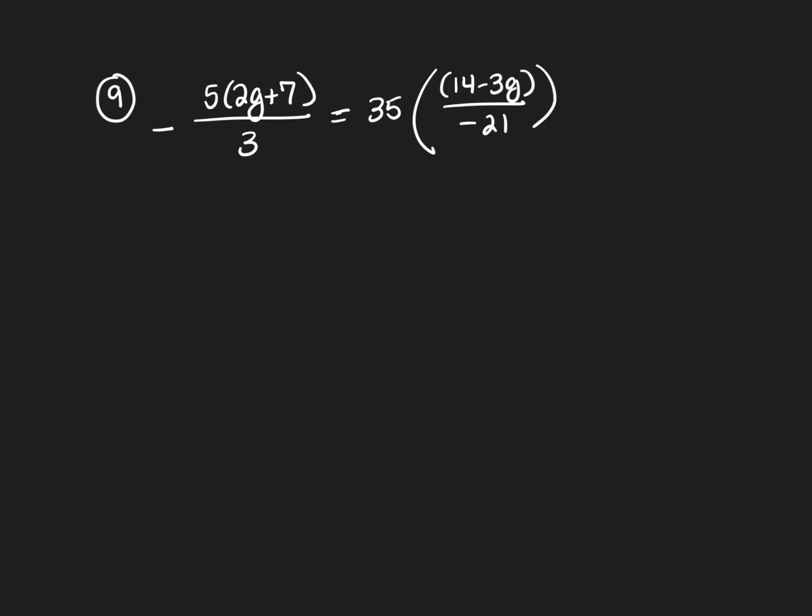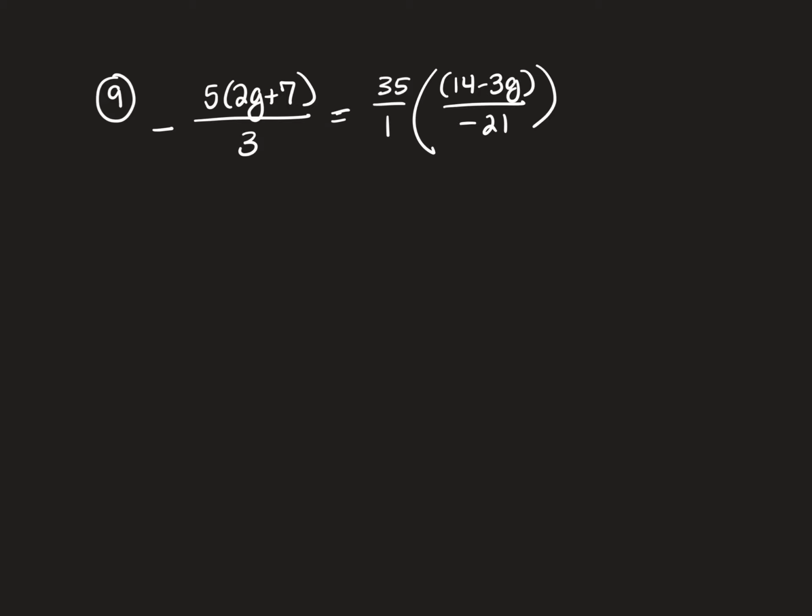So on number 9, a couple of things that are important to notice in this. First of all, I mentioned this in one of the earlier videos. Whenever I see one fraction in an equation, I immediately think I'm going to make everything be a fraction. So instead of being 35, I'm going to make it 35 over 1. And I do that so that it looks like all of the other terms.